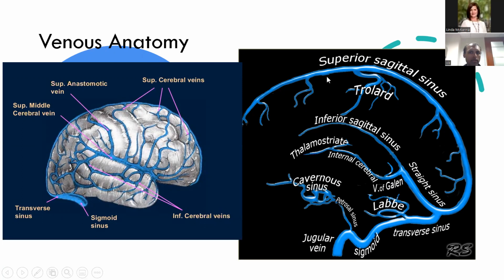So here's a nice drawing here. Superior sagittal sinus, inferior sagittal sinus will then feed into the straight sinus. And as mentioned, all of that will go transverse sinus, sigmoid, into the jugular vein.